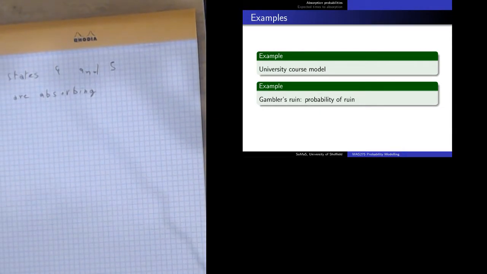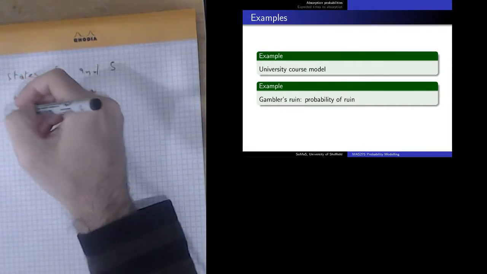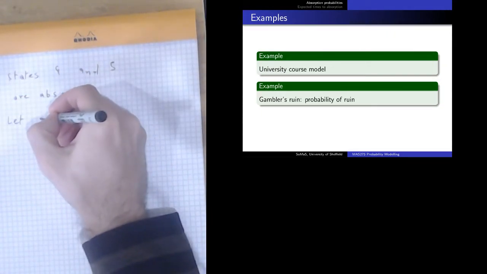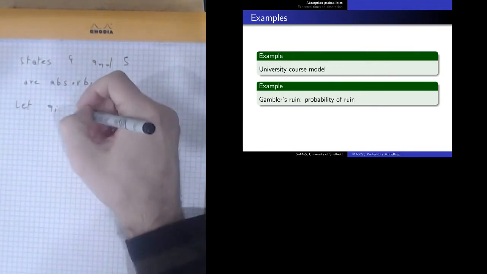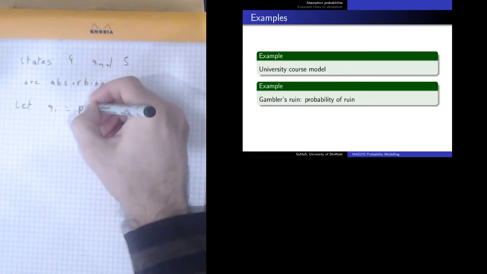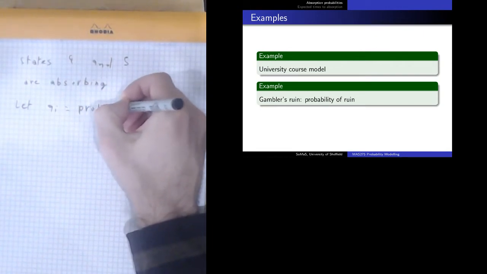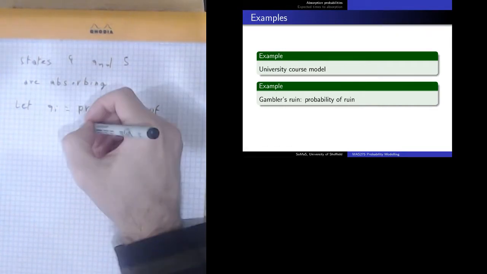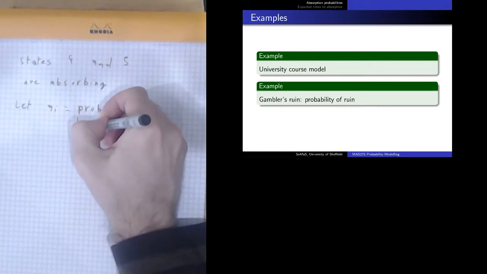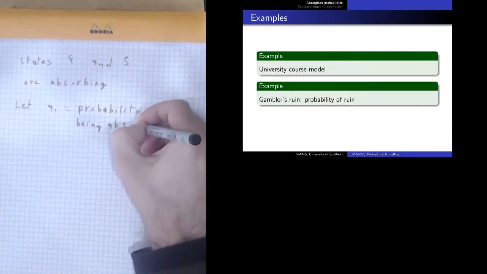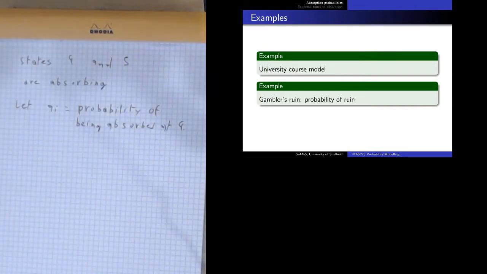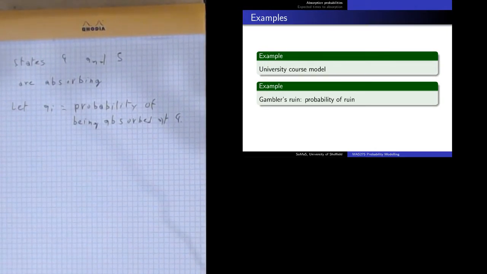And the question is, find the probability of graduating. So let Q_i equal the probability of being absorbed at 4, for i being 1, 2, 3, or 4.